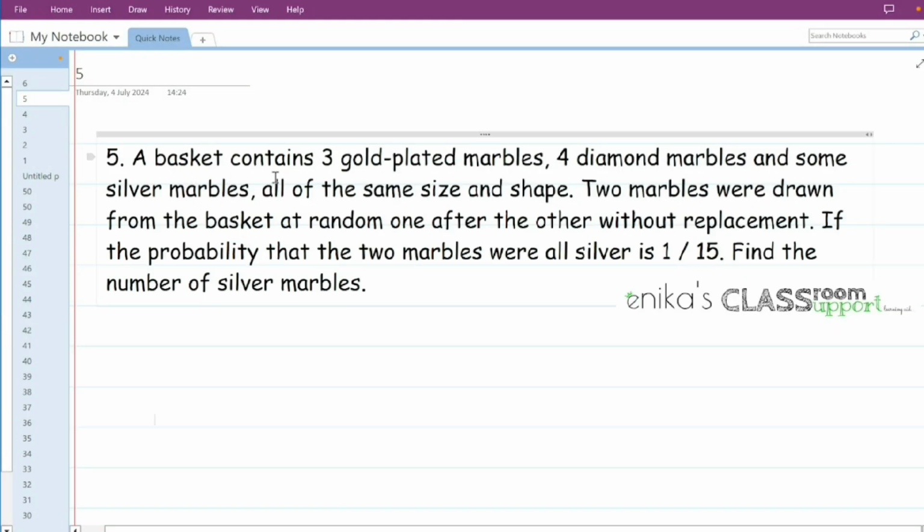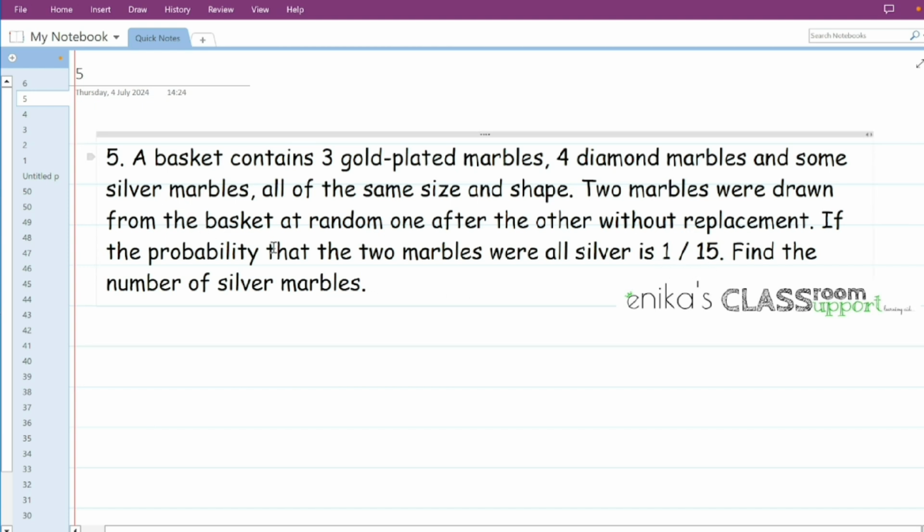Question 5. A basket contains 3 gold-plated marbles, 4 diamond marbles, and some silver marbles, all of the same size and shape. 2 marbles were drawn from the basket at random, one after the other, without replacement. Note this word, without replacement. This particular phrase is very important in probability. If the probability that the 2 marbles were all silver is 1/15, find the number of silver marbles.